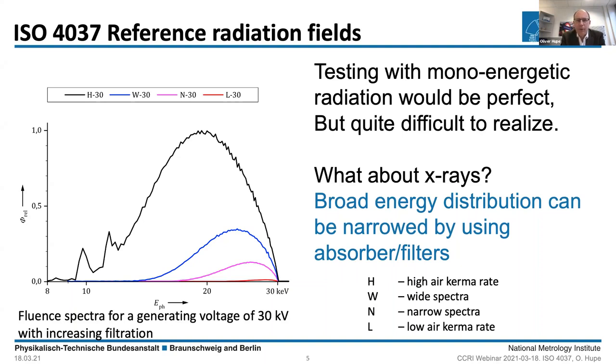Unfortunately, at the same time, you also reduce the dose rate or the fluence, shown in this figure, depending on the quality we have defined. You have a high air kerma rate with a broad distribution. You can use filters to generate the wide spectra, or the mostly used narrow spectra, which is an optimum for still having enough dose rate but a reduced energy distribution. Or for special cases, you have the low air kerma rate series.